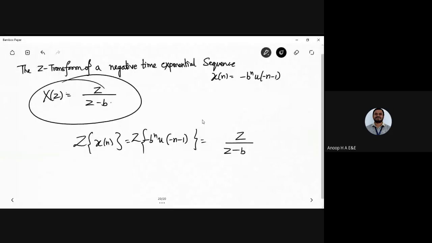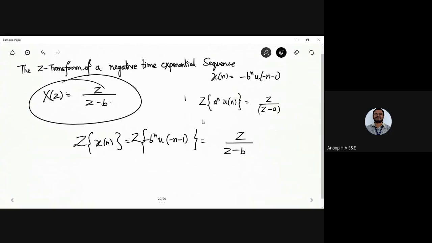Good morning, everyone. Continuing from the last class where we left off, I'm going to start with the Z transforms of certain sequences again. Let me share my screen now. Yes. In the previous class we covered the Z transform of the positive time exponential sequence, that is, the transform of a power n u of n, which would be z divided by z minus a.